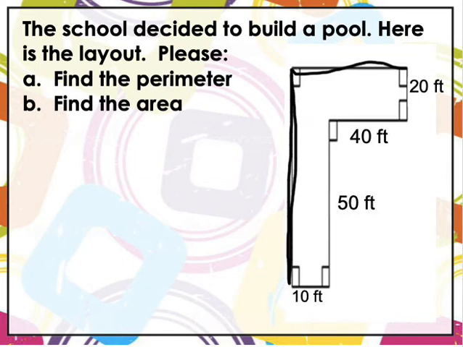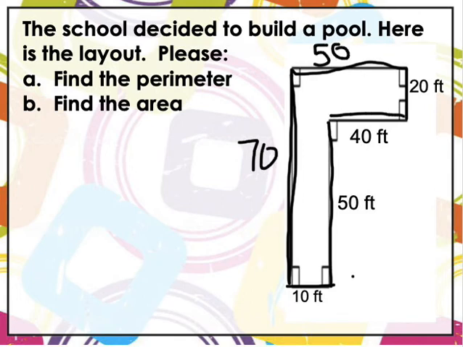So first, I need to decide how big these sides are. To find my left side, I'm going to look at the right side. And the right side is 50 and 20. So 50 plus 20 is 70. So now I know that the left side is 70 feet. To find my top side, I need to look at the bottom. The bottom is 10 and 40, which means that my whole top is 50 feet.